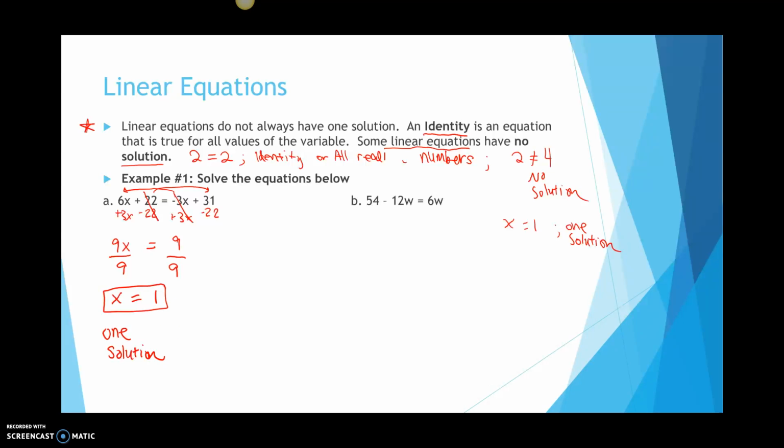Let's look at B. Here we have 54 minus 12w equals 6w. Notice there's w on both sides. We're solving for w. I'm going to add 12w to both sides. On the left side, it cancels out. My marker's having some glitches there, sorry. So we have here on the left 54 equals 6w plus 12w is going to give me 18w.